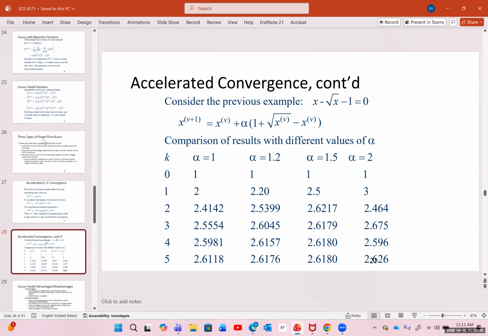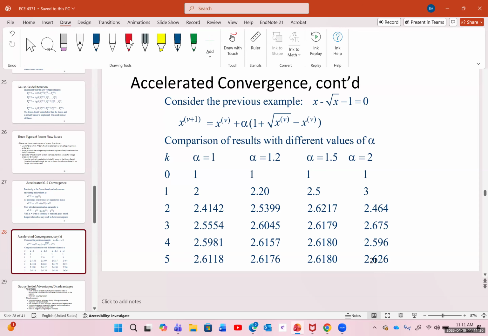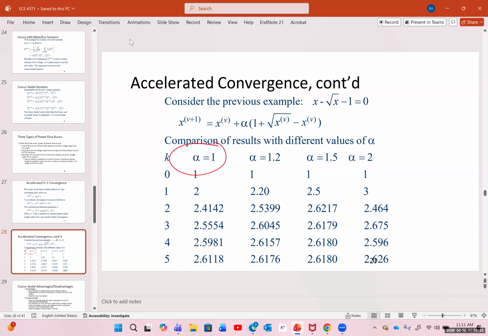Now, this is the previous example that we solved. Let's compare the results with different values of alpha. On the left, we have alpha equal to 1. This is the normal Gauss-Seidel algorithm. You can see that for k equal to 0, 1, we go from 2 to 2.414, 2.5, 2.59, and 2.618, which is our convergence point. Now, if we put alpha 1.2, we get a faster convergence: 2.2, 2.539, 2.604, and 2.615.